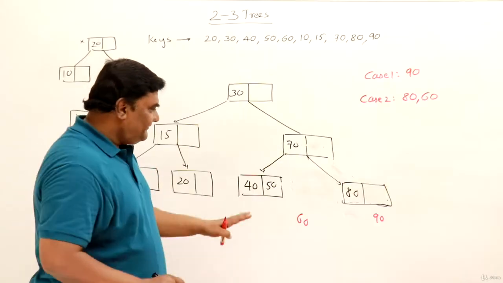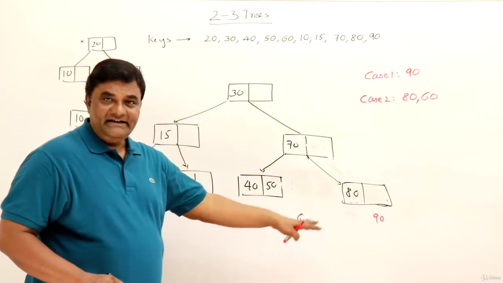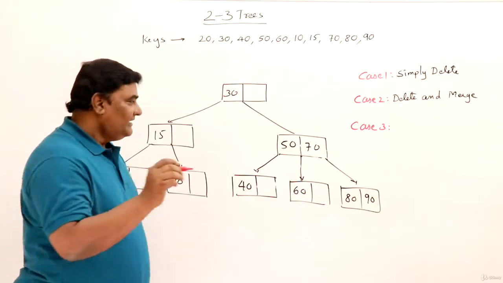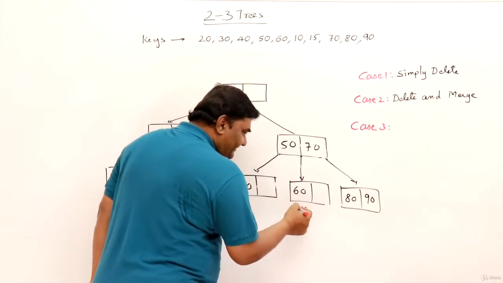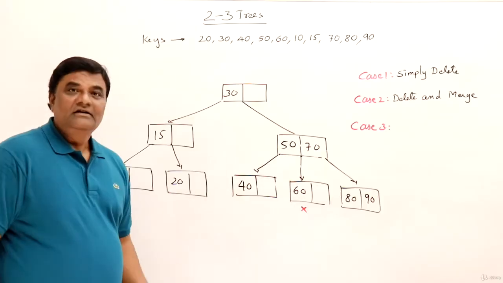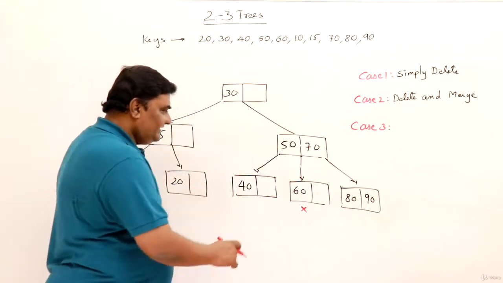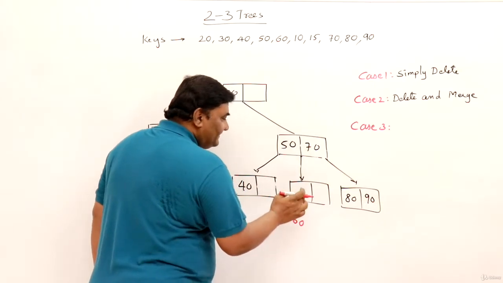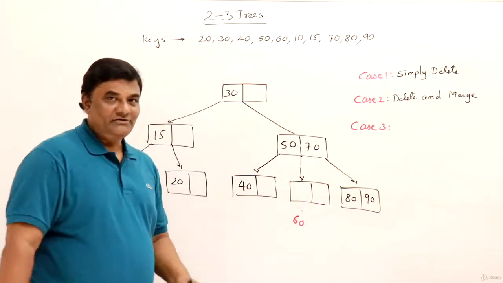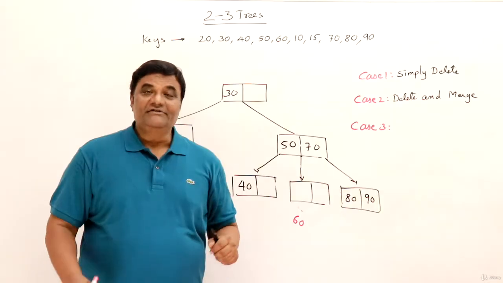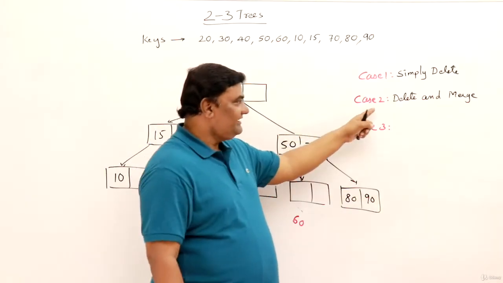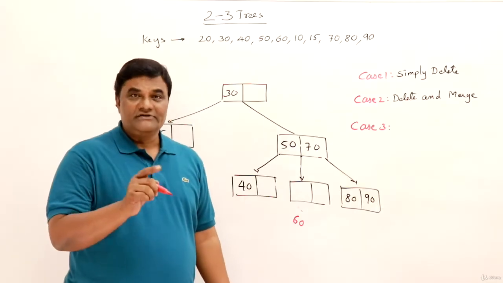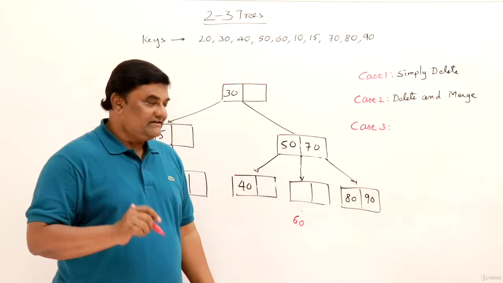For that, I will draw the tree back again as it is. Now next case, I want to delete 60. Search for 60 and delete it. So 60 is gone. This node is vacant. So you remember what we were doing? We were merging. That I have shown you as case 2, right? But before merging, there is one option.